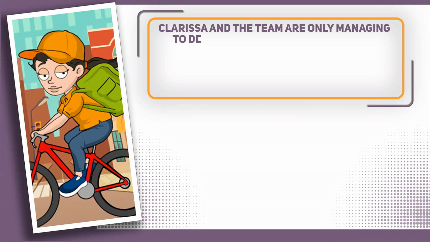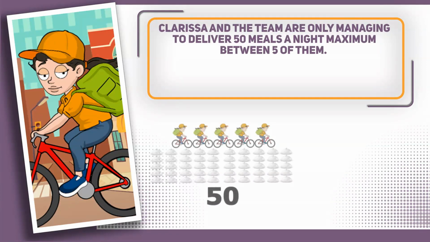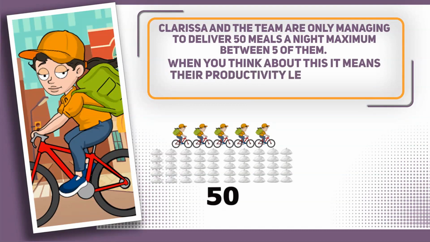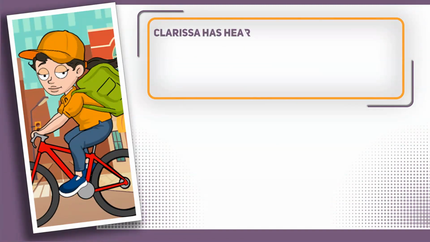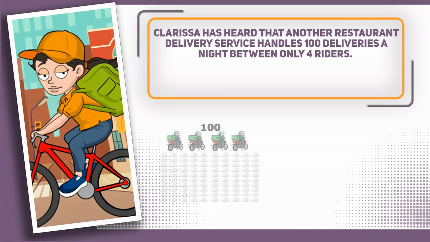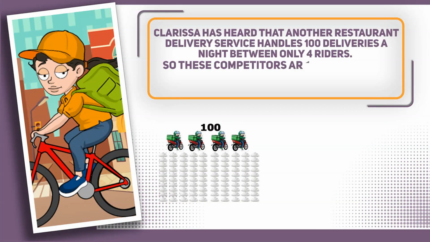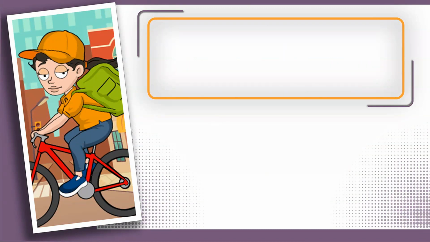Clarissa and the team are only managing to deliver a maximum of 50 meals a night between 5 of them. When you think about what this means, it means their productivity level is only 10 deliveries per rider per night. Clarissa has heard that another restaurant delivery service handles 100 deliveries a night between only 4 riders. So these competitors are delivering 25 meals per rider per night, considerably more than Funky Foodies.